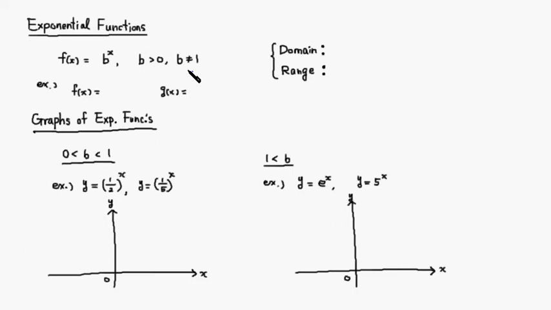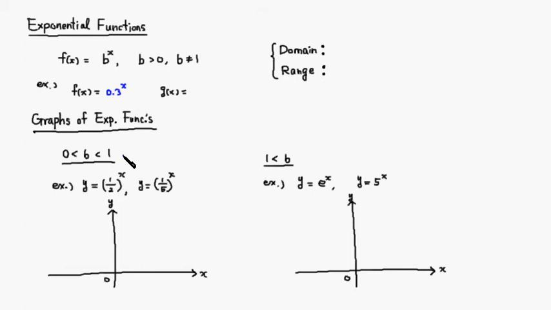The reason why b cannot be equal to 1 is that 1 to any power is 1, which makes it a constant function. So we would like to eliminate that case. So it's any positive real number, except for 1. An example would be 0.3 to the x.